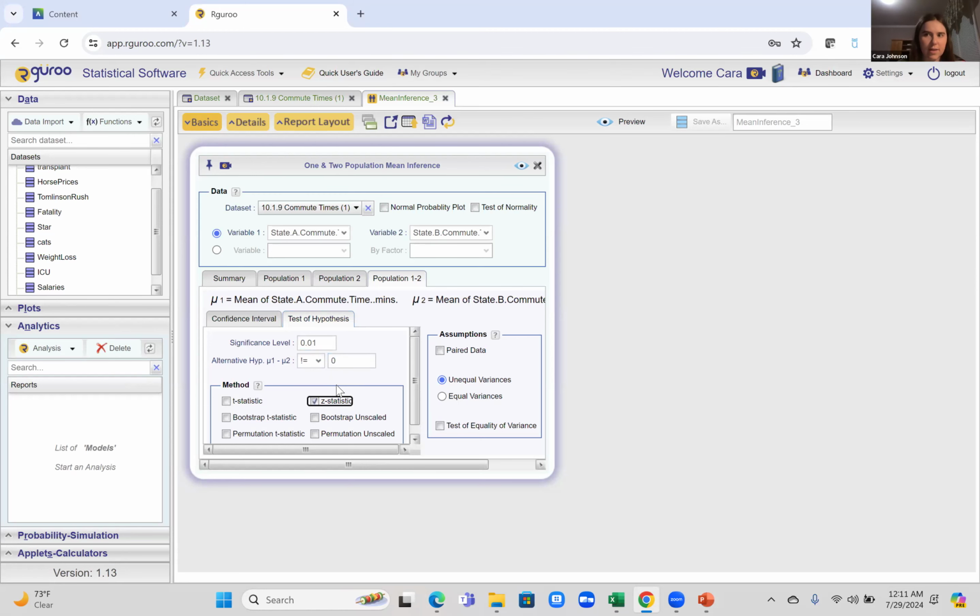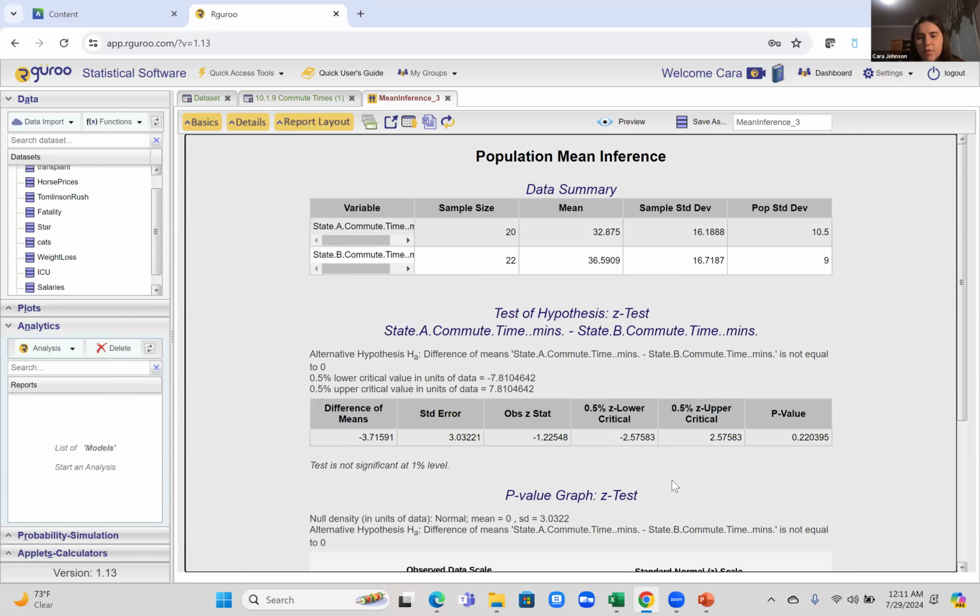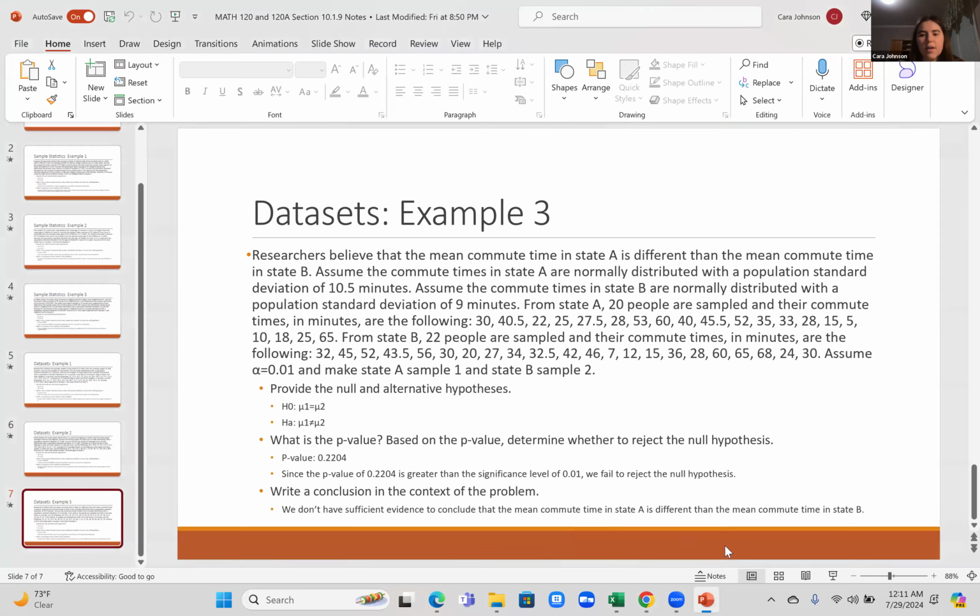If you didn't, you would check T. Hit the eyeball. I get a p-value of 0.2204. This is the test statistic if they asked you for that. So that p-value is greater than my significance level of 0.01. So that means it's going to be failing to reject the null.